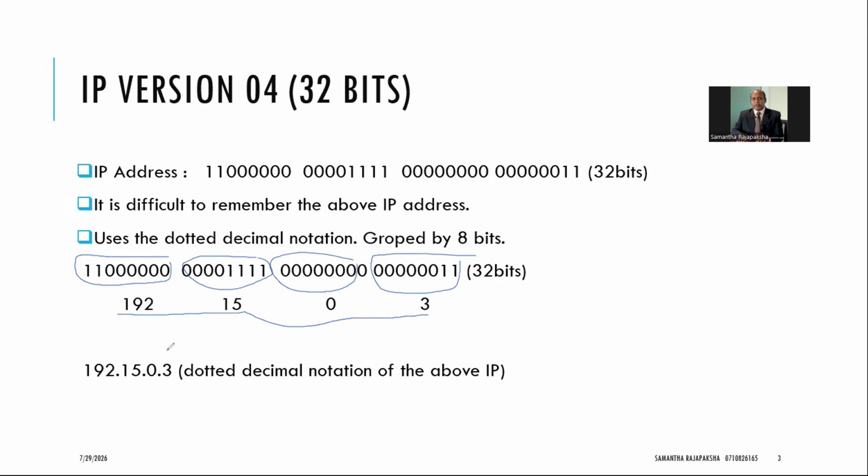So then you get the IP address, which we normally represent in this format, which we call dotted decimal notation. We separate each decimal value using a dot. Therefore, we call this dotted decimal notation. Here it is actually 192.15.0.3. That is what we call dotted decimal notation.